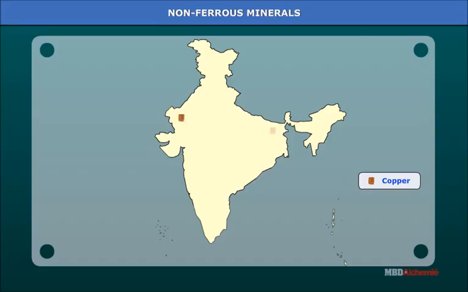Non-ferrous minerals. India is deficient in copper and has to depend on foreign supplies. The total reserves are estimated at 7,125 lakh tons. On an average, the annual production of copper concentrate is nearly 1.5 lakh tons. The Balaghat mines in Madhya Pradesh produce 52% of India's copper.